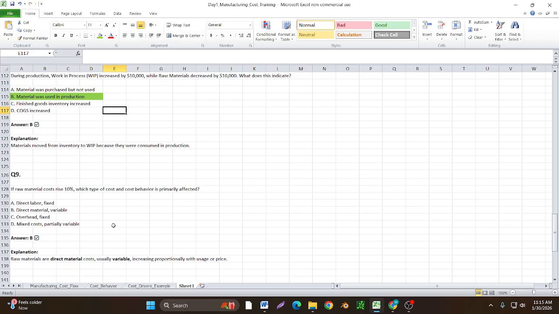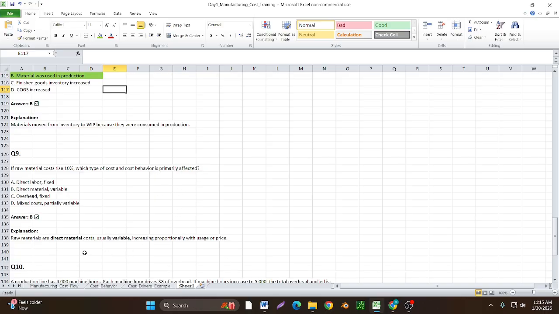Question 9. If raw materials costs rise 10%, which type of cost and cost behavior is primarily affected? Well, raw materials are direct materials costs, usually variable and increasing proportionally with usage and price. So the answer is B, direct material, which is variable.